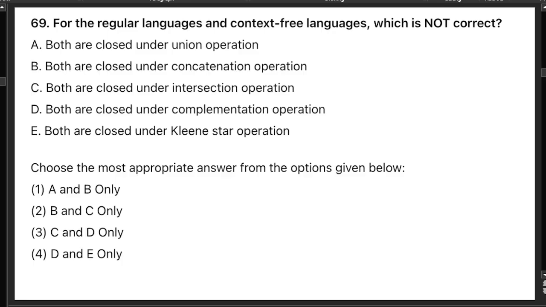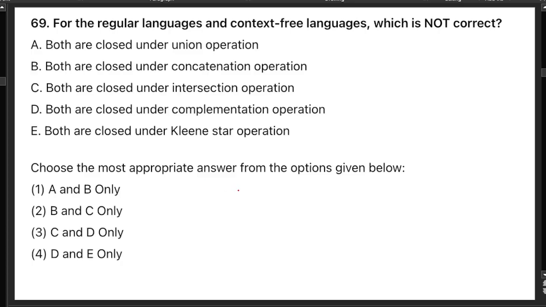For regular languages and context-free languages, which of the following is not correct? Option A: both are closed under union operation. Option B: both are closed under concatenation operation. Option C: both are closed under intersection operation. Option D: both are closed under complementation operation. Option E: both are closed under Kleene star operation. Not algorithm, it is operation.